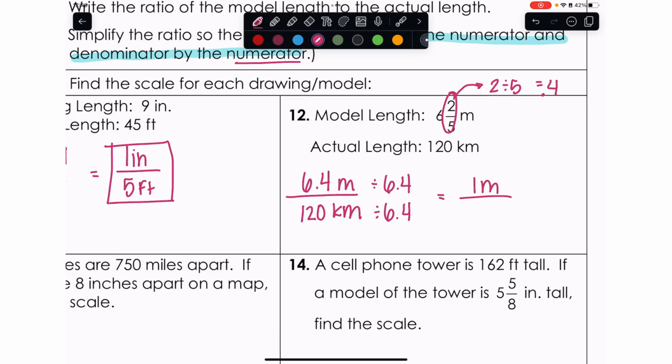And this is where you definitely will need to type that in. 120 divided by 6.4 gives me 18.75 kilometers. That is fine. You can have a decimal there because it's a scale. So we're saying 1 meter corresponds to 18.75 kilometers. We're just reducing this scale down. We're almost making it like a unit rate where we have just 1 of something.